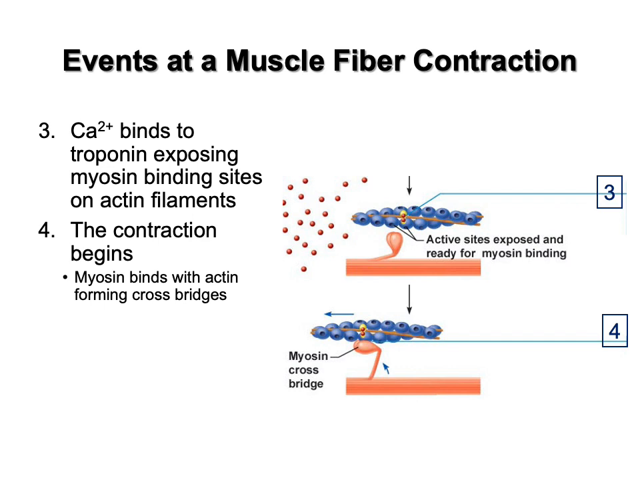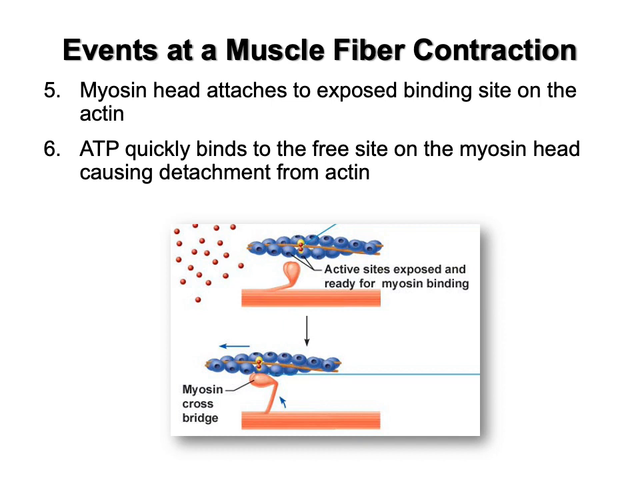Then the contraction begins. The myosin heads will bind with the actin, forming what's called a cross bridge, as you see in the example number 4. The myosin heads attach to the binding sites on the actin. Then ATP will quickly bind to the free site on the myosin head, causing it to detach from the actin.